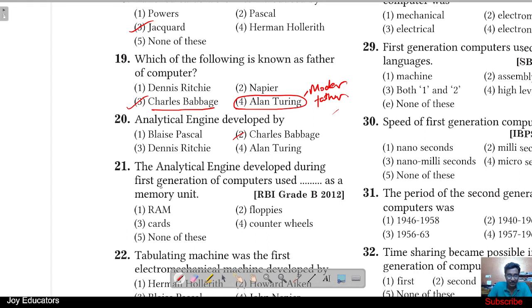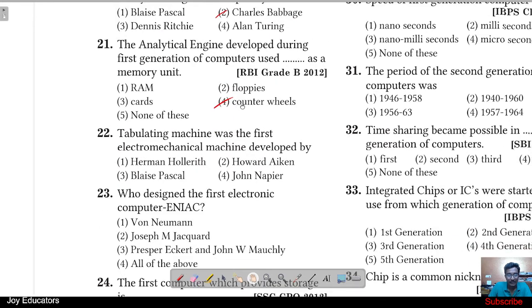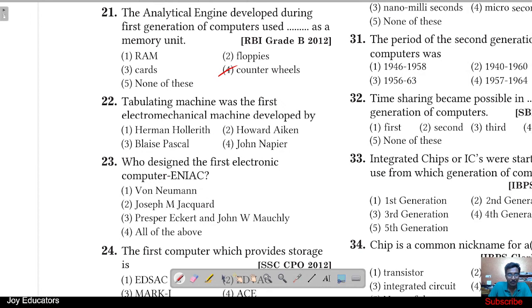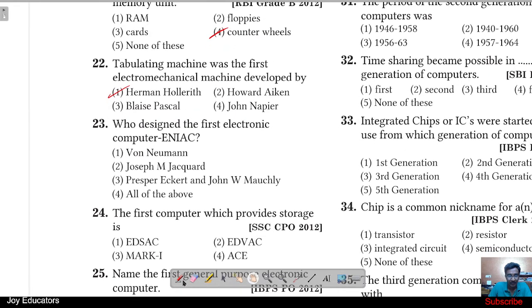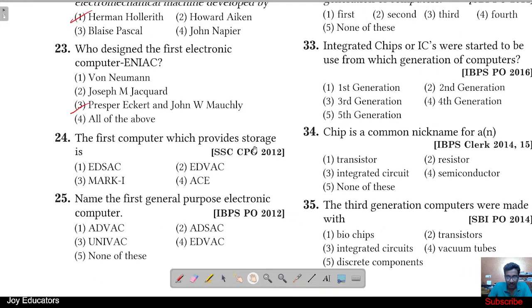That's good. So the analytical engine developed by first generation used dash as a first memory. Counter. Yes. So tabulating machines was the first electromechanical machine developed by Herman Hollerith. Okay, who designed the first electronic computer? ENIAC. Okay, it's not much important. So let us go to the important questions.